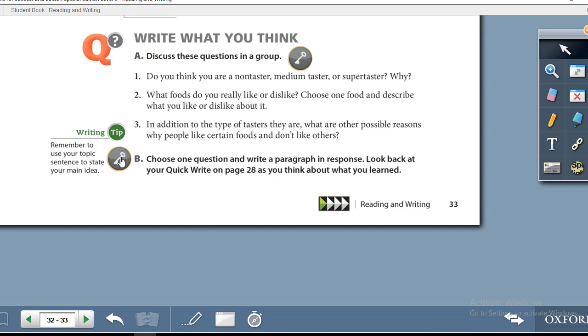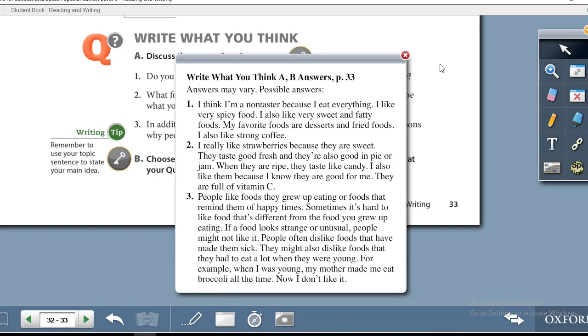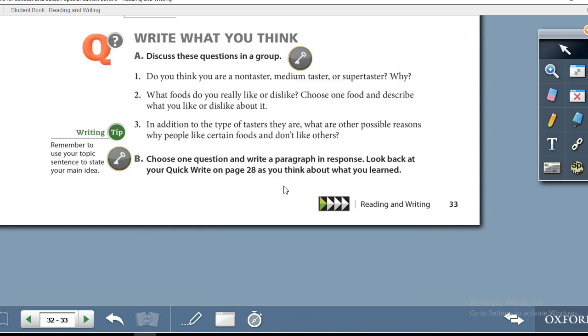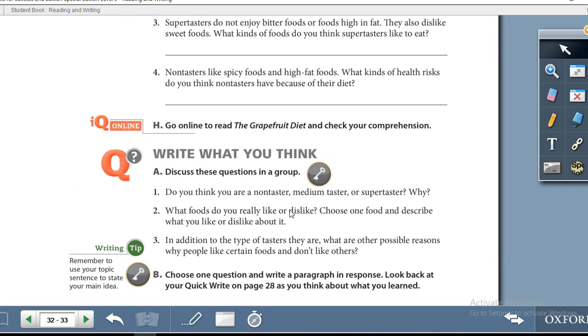Right, so I'm going to show you the answer key as well. Oh, okay, so this is basically the same answer key. So this particular question is also opinion based, right? Your answer doesn't have to be word for word from the reading. It says choose one question and write a paragraph in response. So you're going to choose one of the questions, right? It can be any one of the 3 questions. Look back at your quick write on page 28 as you think about what you learned. So basically in this question you are going to write about what you think you learned from the entire reading. Right, let us now move on.